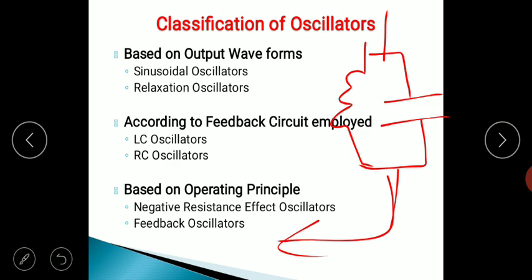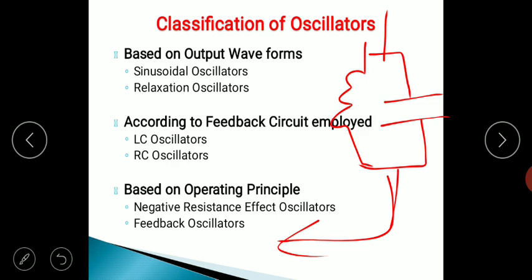Right? Then the next type of oscillator according to the feedback circuit employed is called as the RC oscillators. Again, as the name indicates, here L is replaced by R, means the oscillator which makes use of resistance and capacitance as the feedback element or a feedback circuit is called as RC oscillator. And normally these RC oscillators are used to generate low frequency oscillations, right?